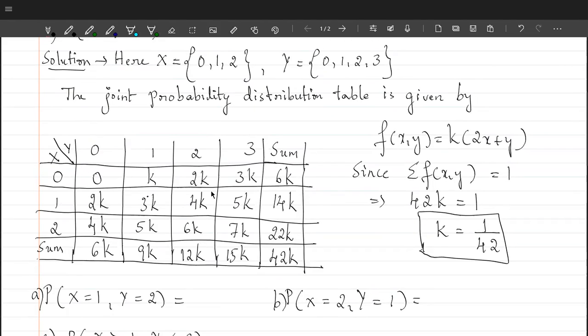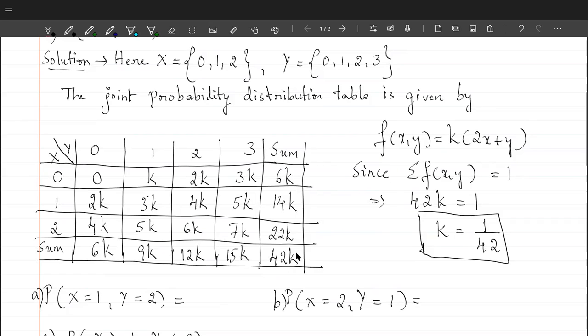Then after that, to fill every entry here, you have to use this formula which they have given. That is f of x comma y is equal to k into 2x plus y. Now, using this formula, calculate all these probabilities, and to find the value of k, what we have to do is calculate the sum of every row and every column. Then this row sum should be same as this column sum, and that sum you will get over here, and that sum here is equal to 42k in this problem.